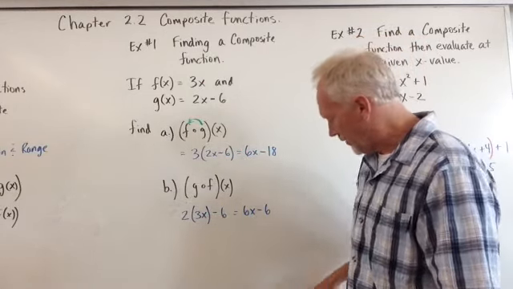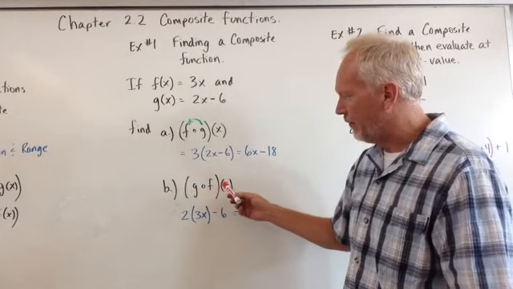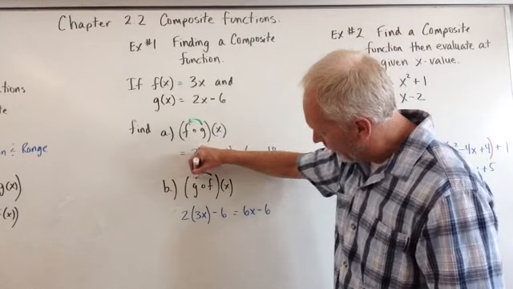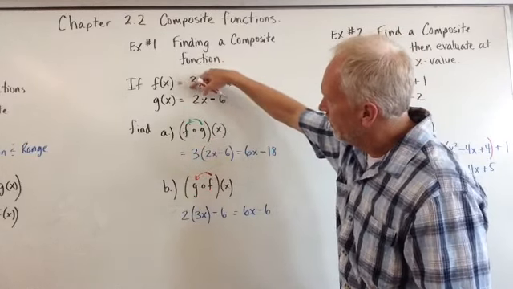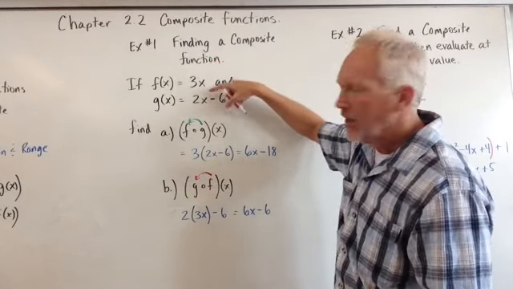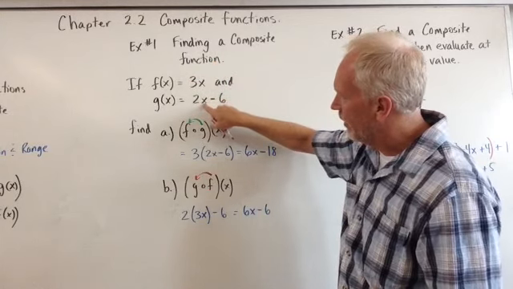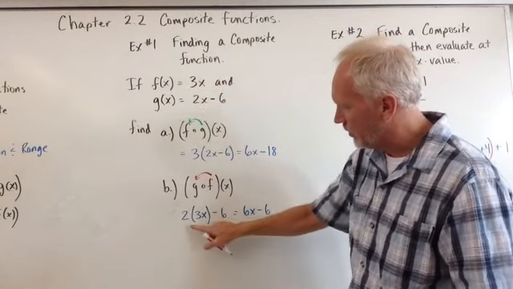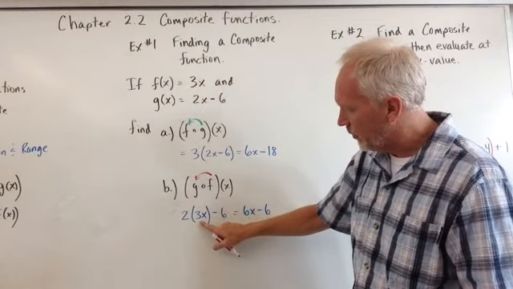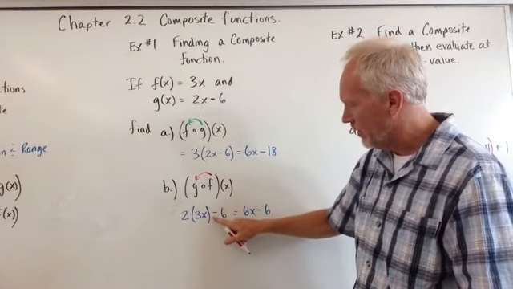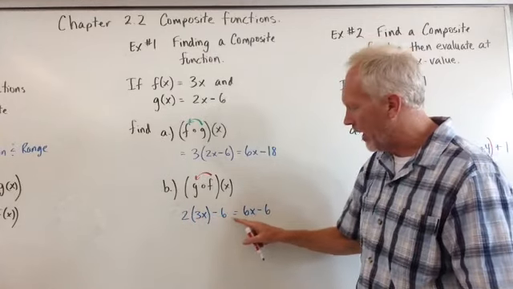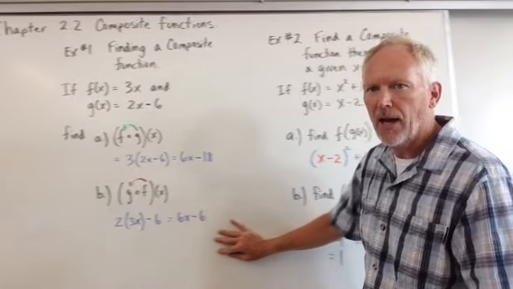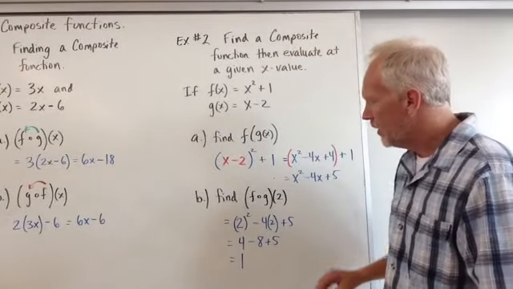Letter B. It says find g of f of x. Well, here again, we're putting now f into g. So I'm putting this function, 3x, inside that x right there for that little x. So we'll take that whole piece and put it here. So you'll see 2 times 3x minus 6. In this case, when I multiply that out, I get 6x minus 6. All right, let's look at another example.